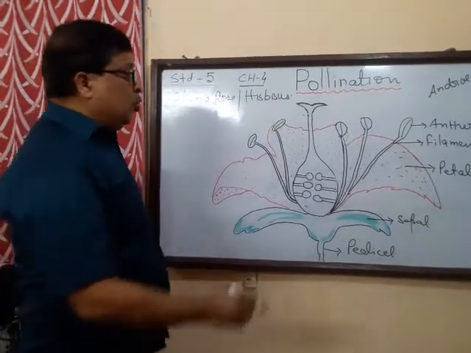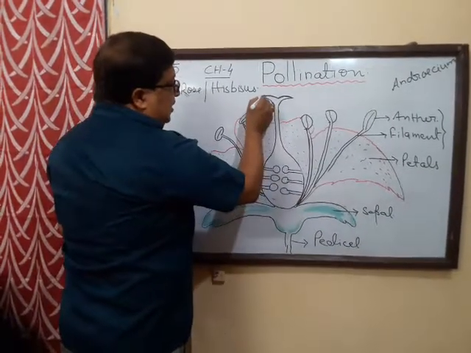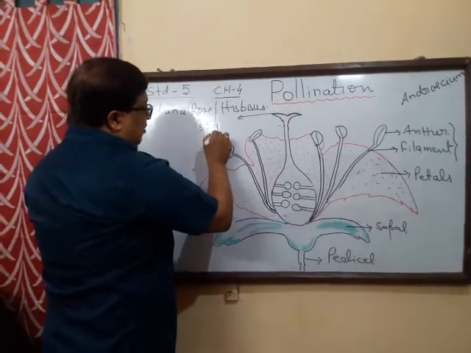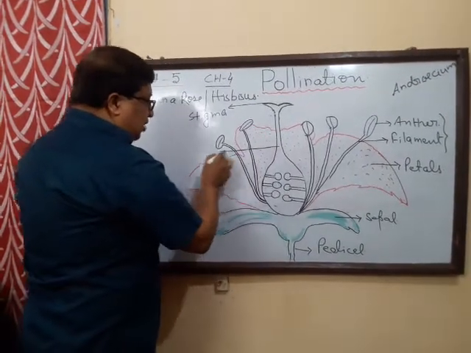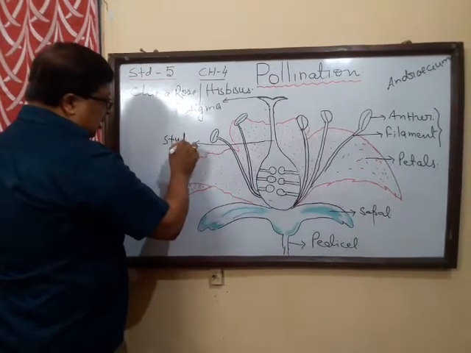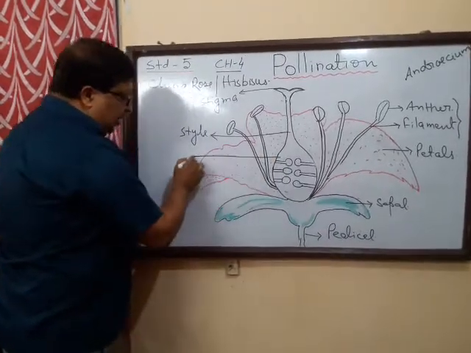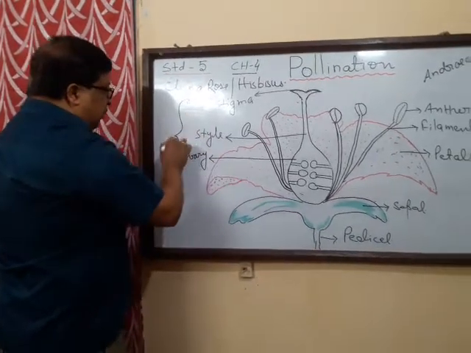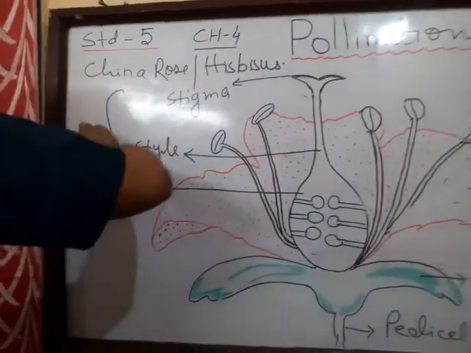Next, within the flower, in the middle of the flower, you find a slender growth. This is the female part of the flower. On the top, the disc-like structure is the stigma. We call it the stigma. Then the long slender tube-like structure is the style. Next, an oval-shaped structure is called the ovary. These three together make up the female part of the flower, that is called the pistil.